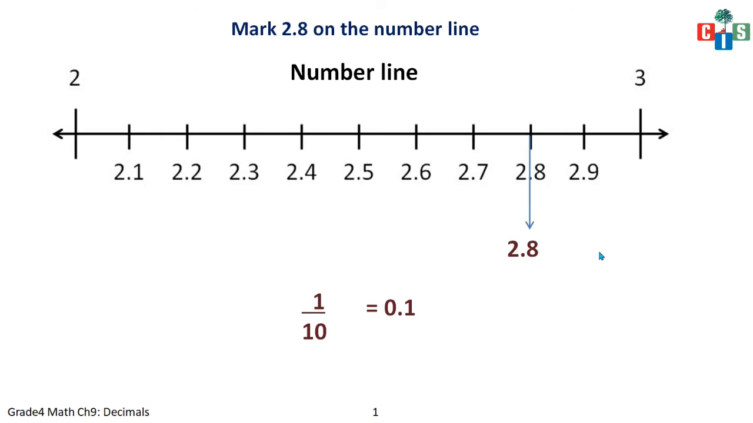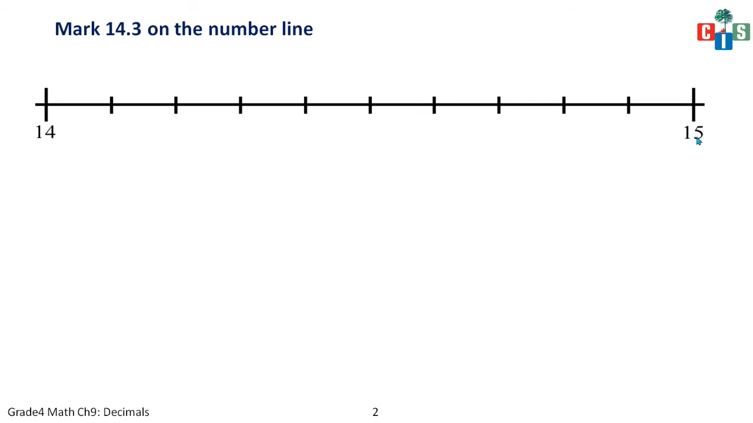Clear? Let's see marking of 14.3 on the number line. Now seeing the number 14.3, it means it is above 14. So I will have the number line of 14 and 15, and the space between 14 and 15 will be divided into 10 equal parts. And I have to mark 14.3, that is 3 points ahead of 14. So 1 point, 2 point and 3 point. So this is my 14.3.